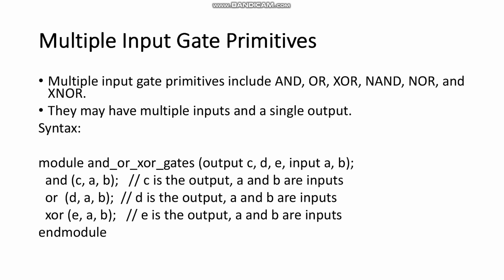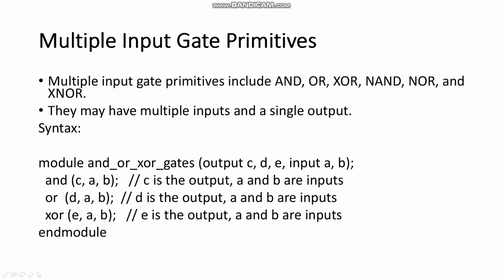Next, multiple input gate primitives. Previously we have seen single input gate primitives, and here the multiple input gate primitives. The multiple input gate primitive is the vice versa of the single input gate primitive, meaning here we have multiple inputs, but we produce a single output, using the AND, OR, XOR, NAND, NOR and XNOR gates.